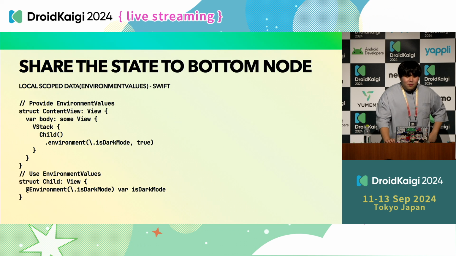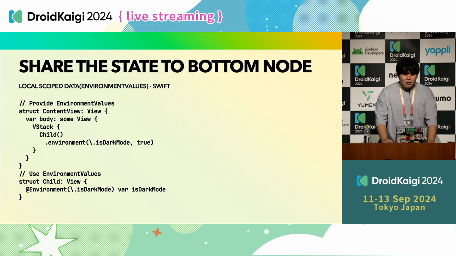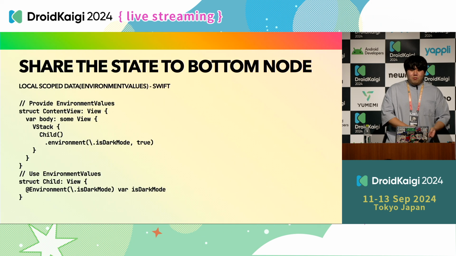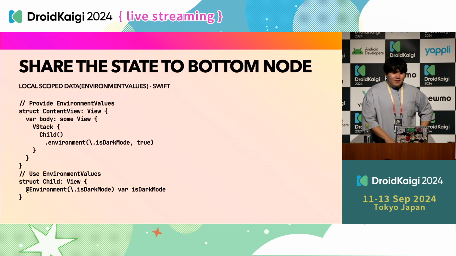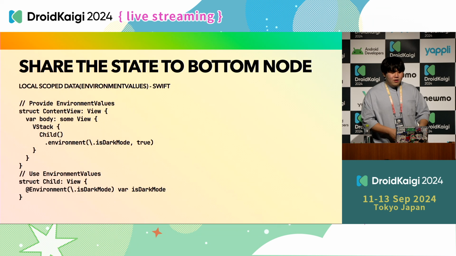Okay. In the view that consumes environment values, you use the Environment property wrapper to define the entry point for the external environment values. On the providing side, you can decide which value to associate with which key by using the environment function.